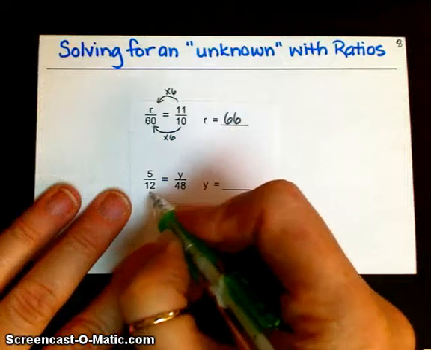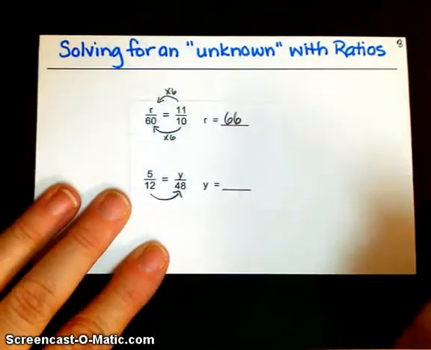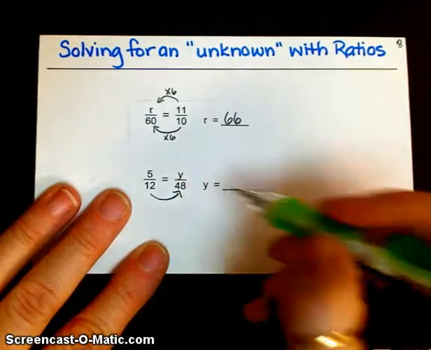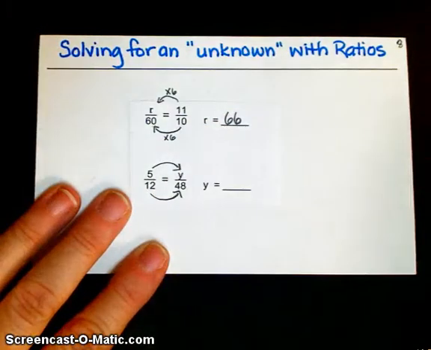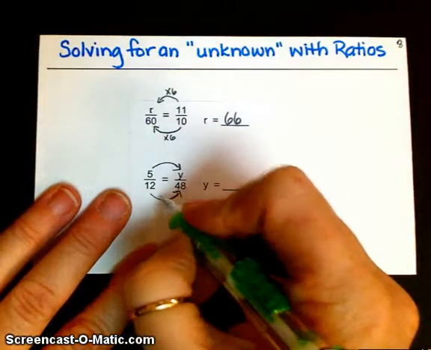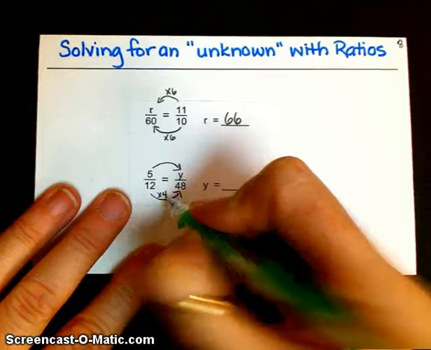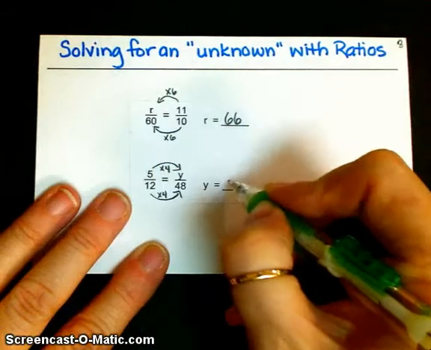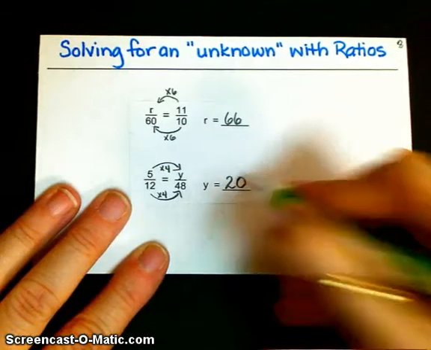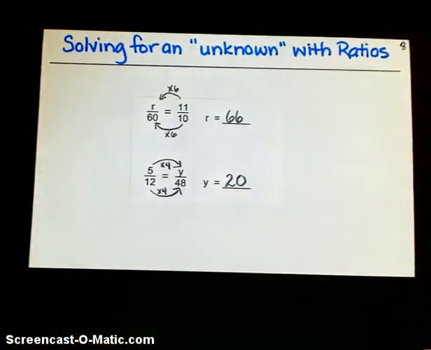Here, we're going to go left to right because I have the two denominators or the two bottom numbers, but my unknown is on the right, so I have to work from left to right. 12 goes into 48 4 times, so I'm going to multiply times 4. I do the same thing to the top, and so 5 times 4 is 20.